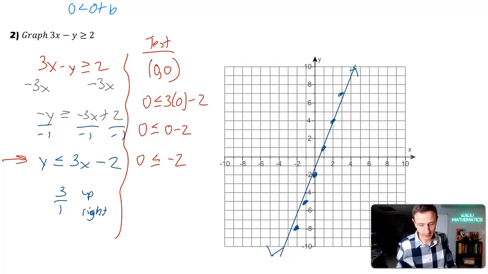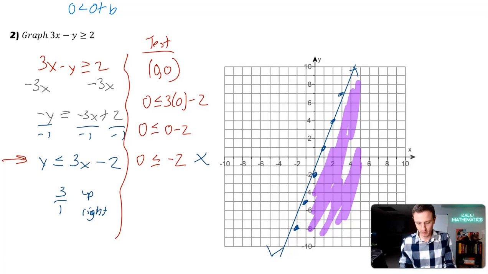0 less than or equal to -2, that is a false statement. 0 is greater than -2, so since that is a false statement, I am not highlighting the side with 0, 0. I'm highlighting the other side because 0, 0 didn't work, so I have to highlight the side that does not have 0, 0.